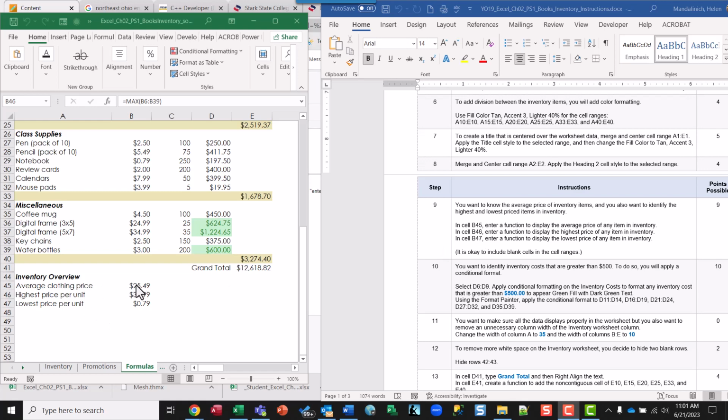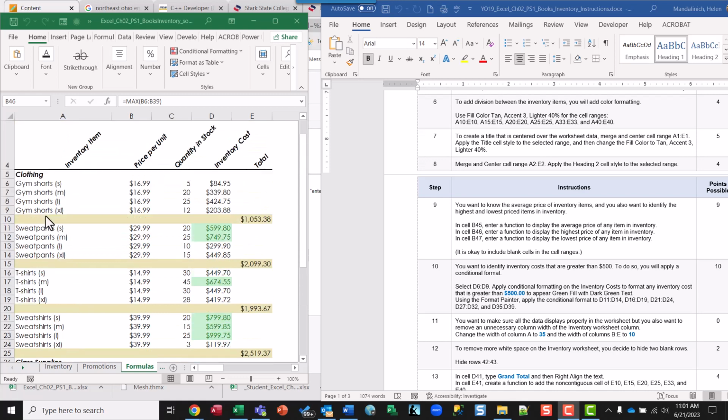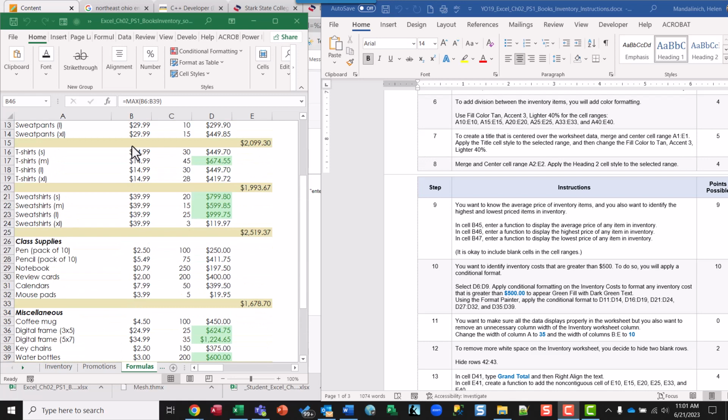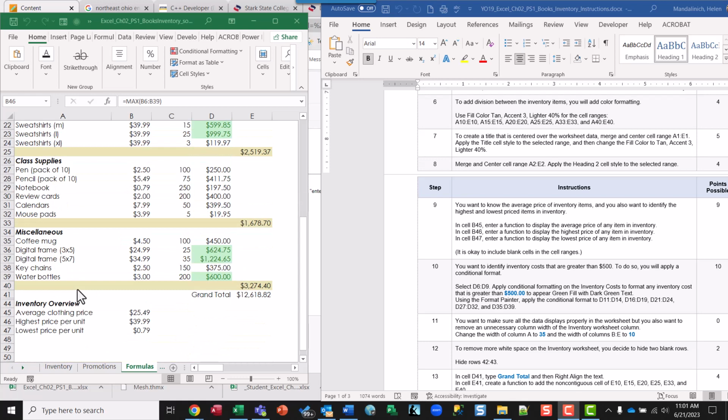So how you would identify what you're doing is, well, first of all, it's doing average, max, and min, okay? But then if you notice this one, it says average clothing price, clothing. So if I were to look up here, here is the category clothing. So when I go to average, I'm only going to do up through this line 24, because see, the category here changes to class supplies and miscellaneous, and so those are not clothing, so you would not include that.